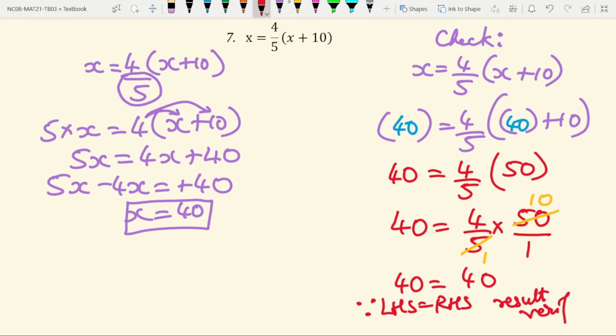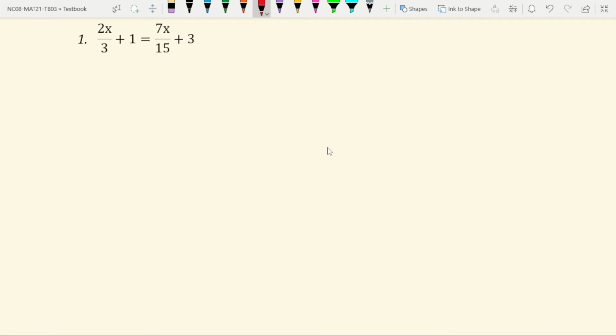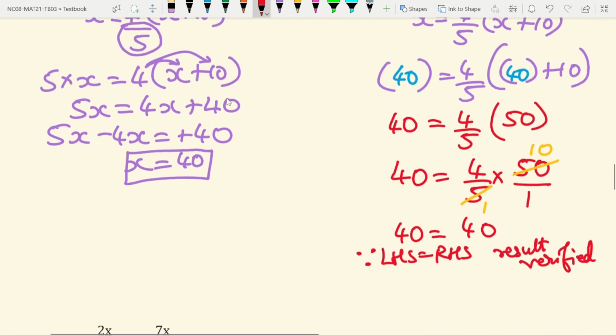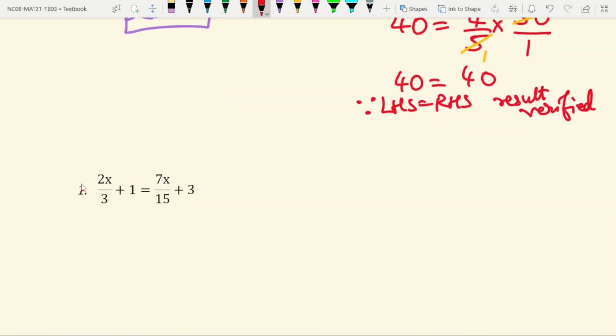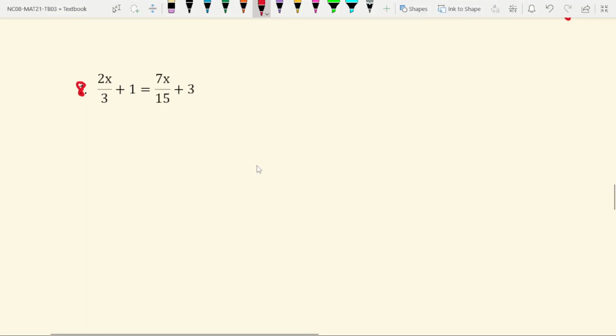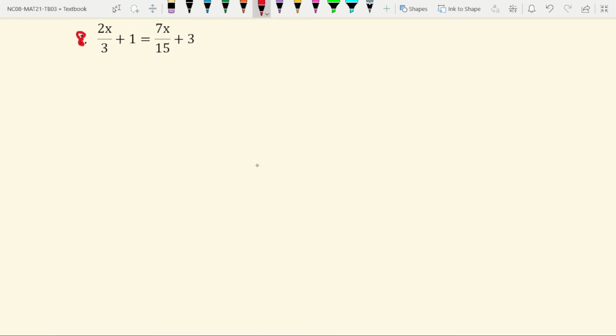is verified. Now let us solve the next equation. The next equation is the 8th equation. Let me write it as 8. This one is the 8th question now. In order to solve this 8th equation, first, as always, I have to identify all the terms. 2x by 3 is an unknown term. Next one is plus 1. Next one is the equal to symbol. Next one is the unknown term plus 7x by 15. Lastly it is plus 3x.